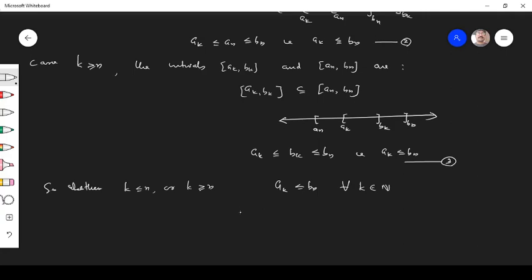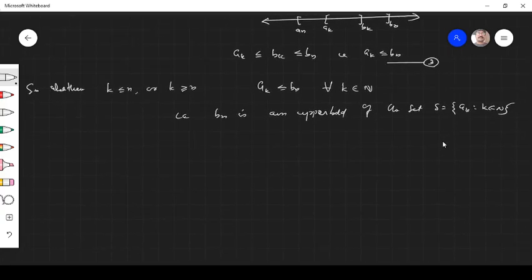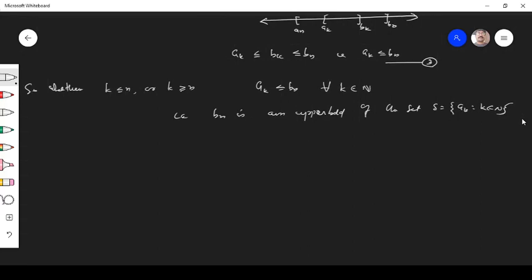And there is Bn, an upper bound of the set S equal to {AK : K in N}. Bn is an upper bound of the set S. Since psi is the least upper bound of this set, it is very clear that psi is less than or equal to Bn. This is result number 4.